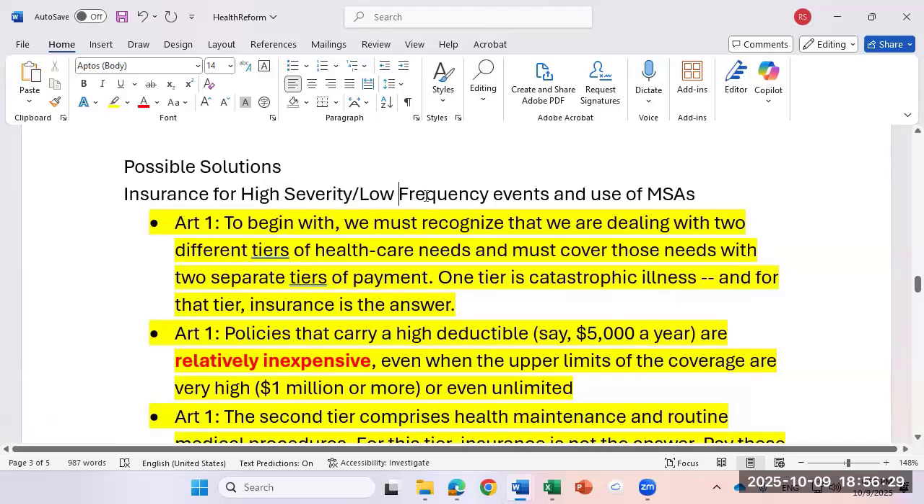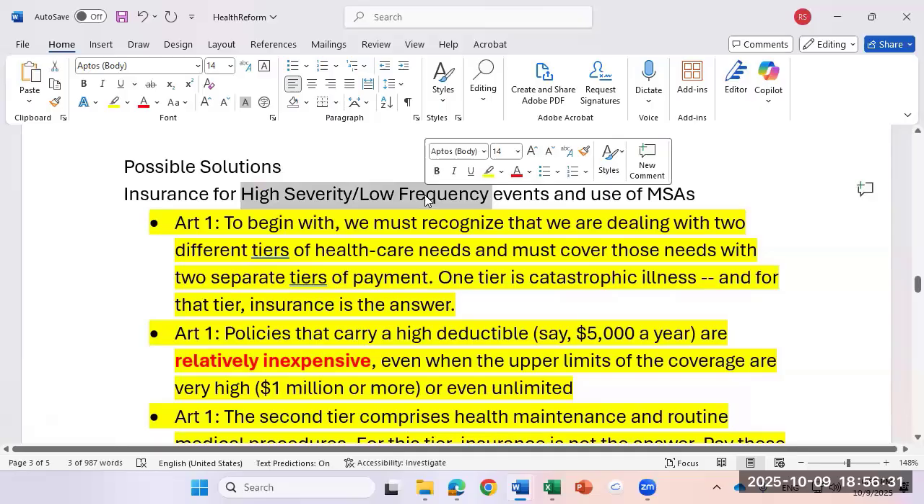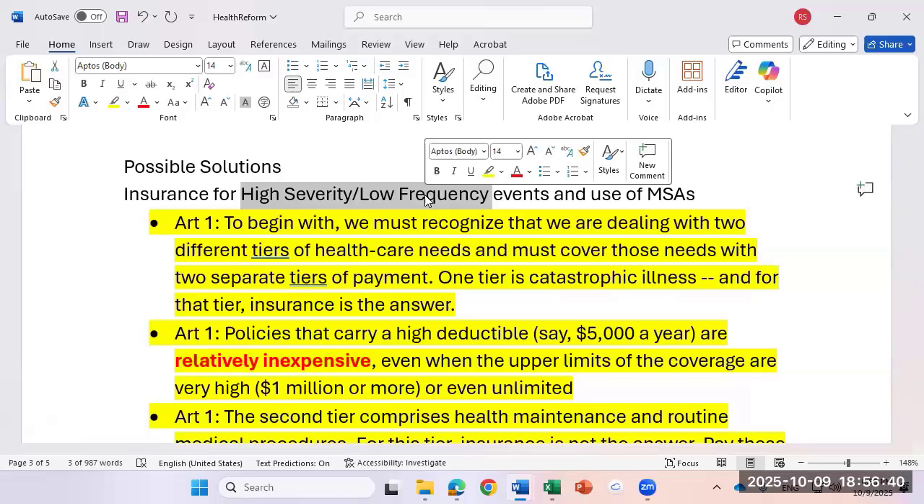What's the opposite of this? It's comprehensive coverage. What does comprehensive mean? It pays for everything. He says, no more comprehensive insurance-based coverage. Insurance should only cover, now wait till you see what he says high severity is. You're gonna be shocked. And he wrote this several years ago, so it'd be even higher today.